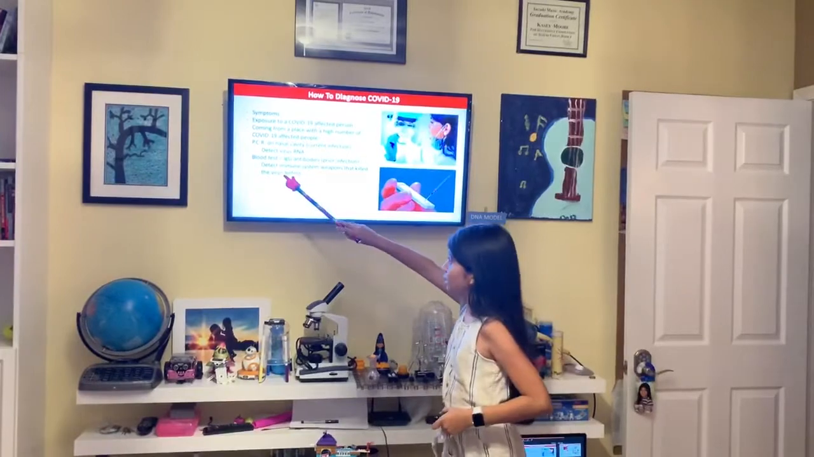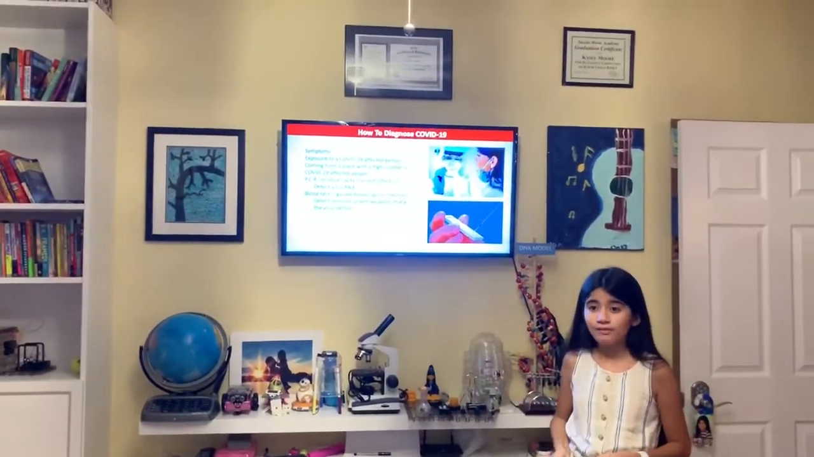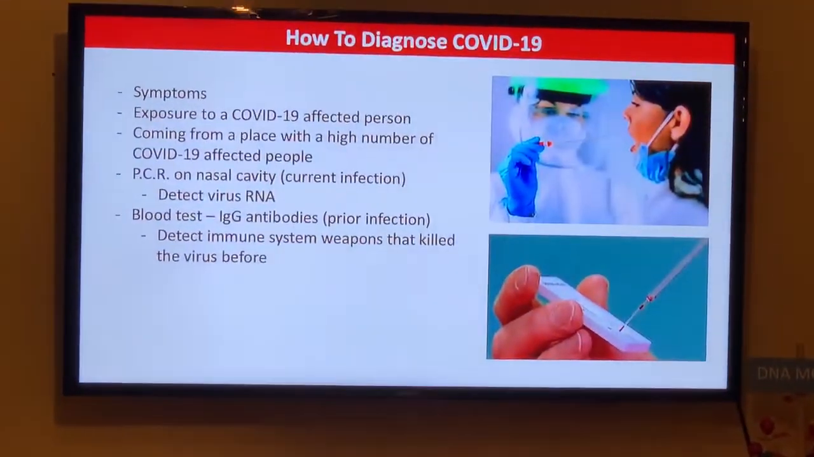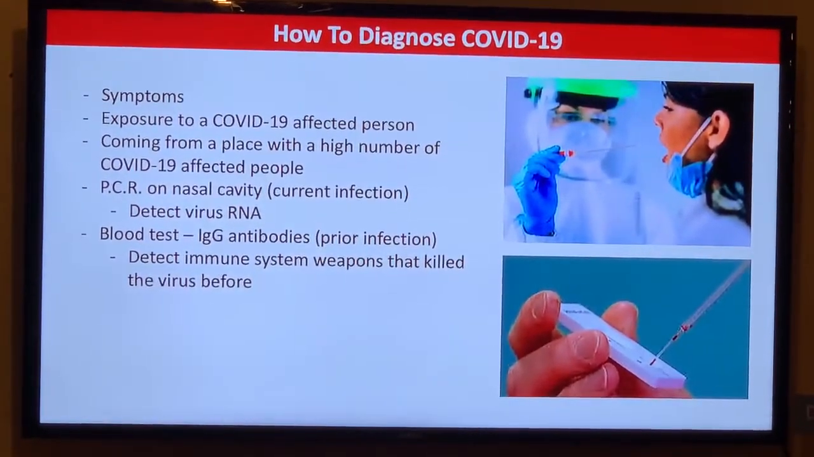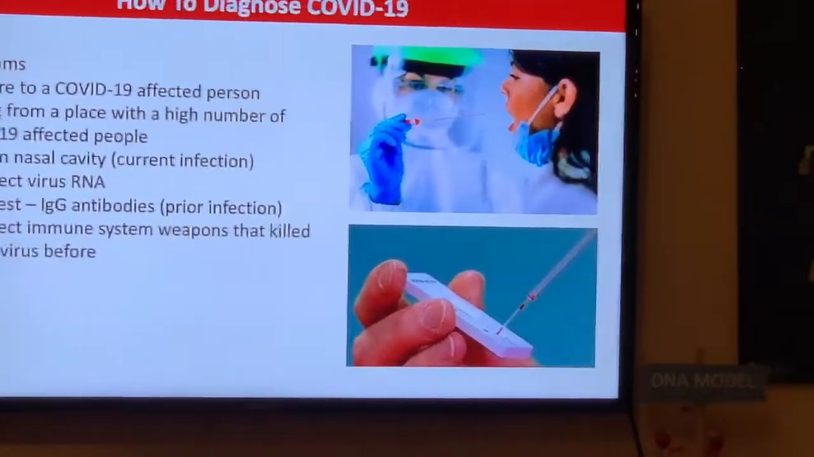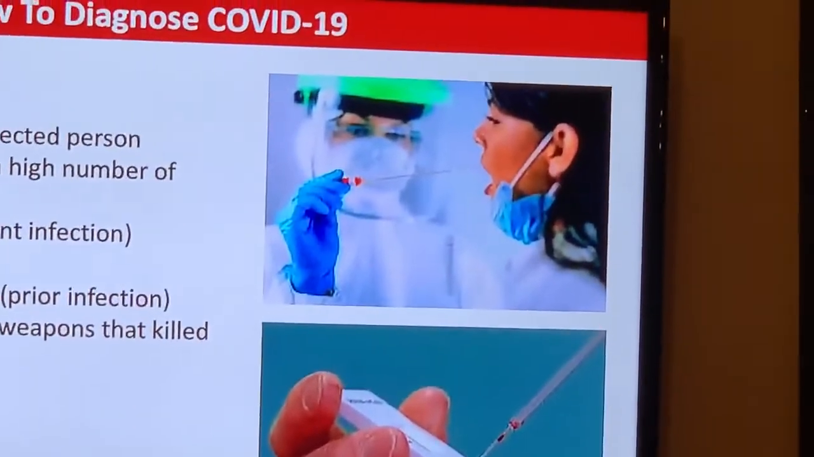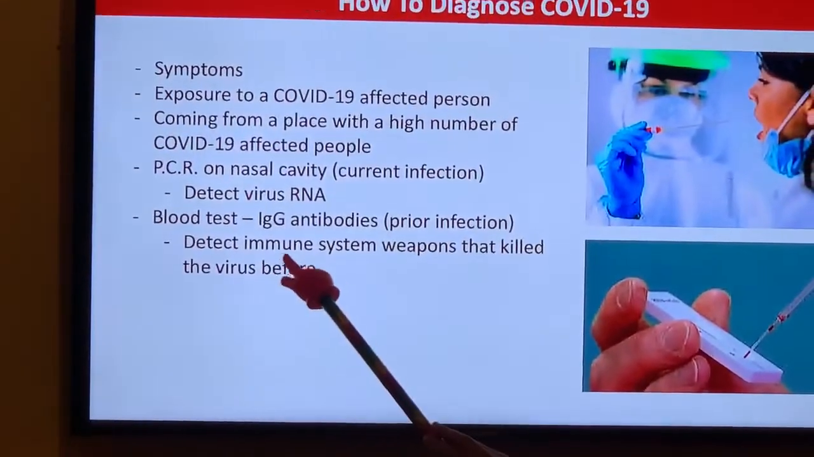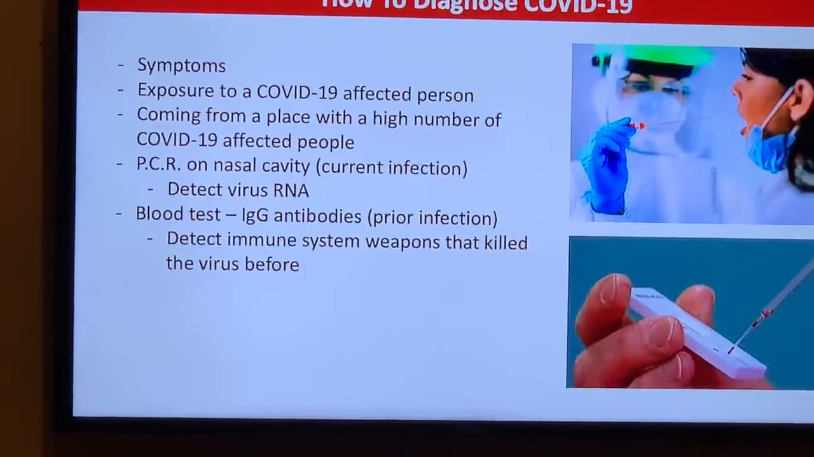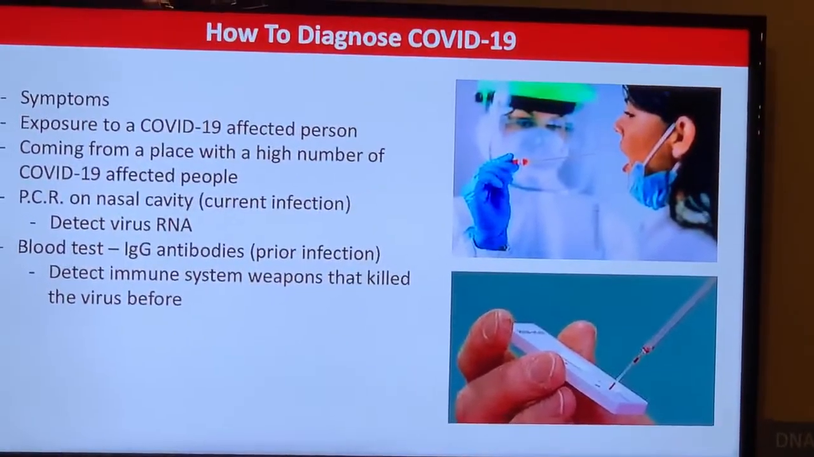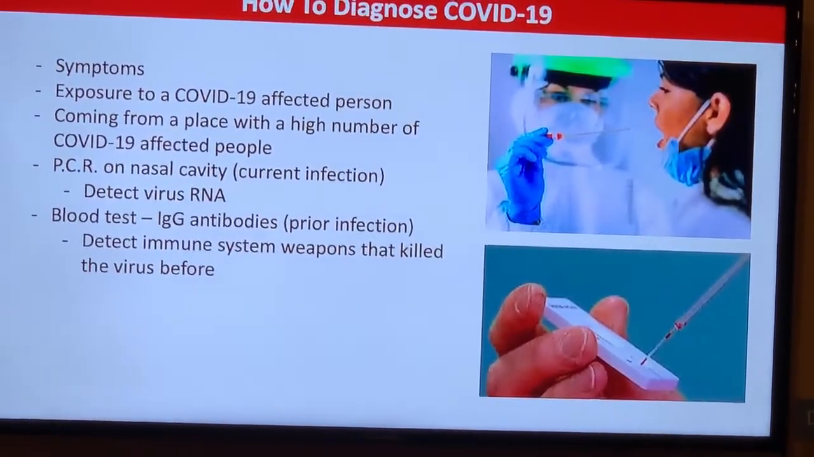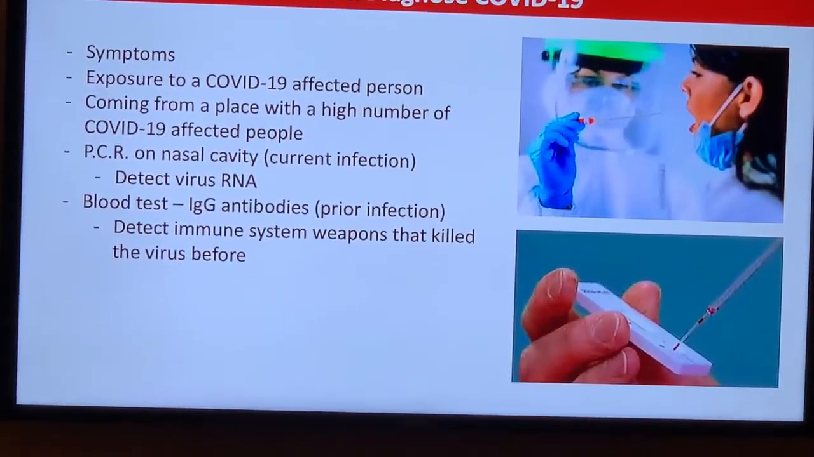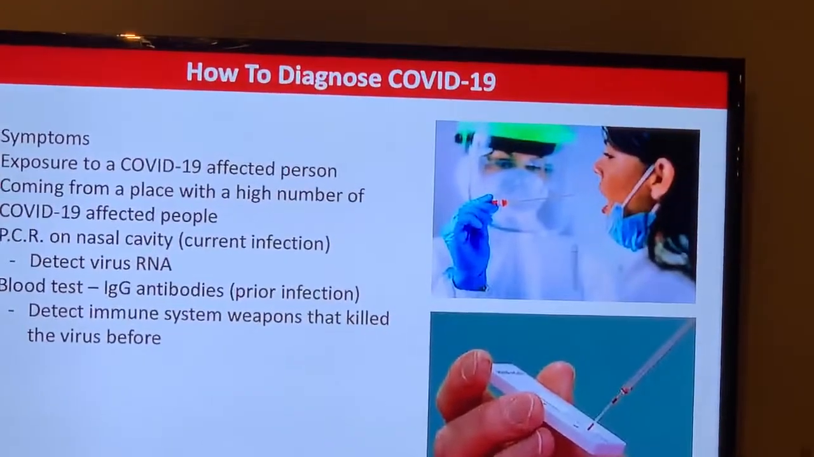Then this is a PCR, which is a test on your nasal cavity. It can be done through your mouth or through your nose, and it detects the virus's RNA to see if the virus is still there. And if you present negative, then they might test for IgG antibodies, which is a blood test which shows if you had a prior infection. This is because your blood already has all the warriors to defeat that virus.